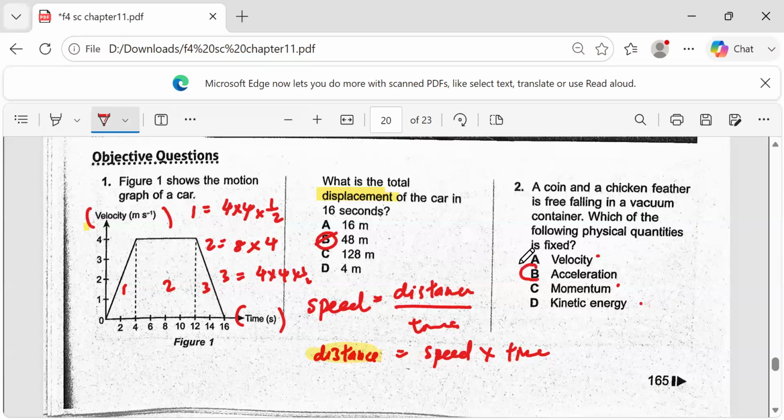Acceleration. Acceleration depends on gravity. So acceleration cannot change because acceleration is gravity. You know what's gravity? Earth's gravity. Earth's gravity is fixed.